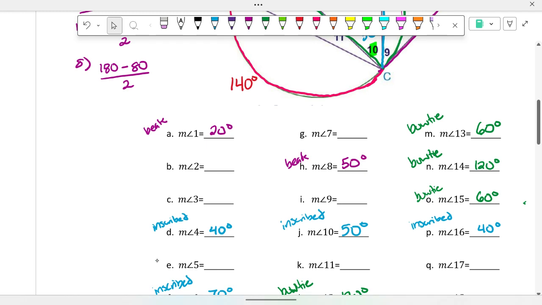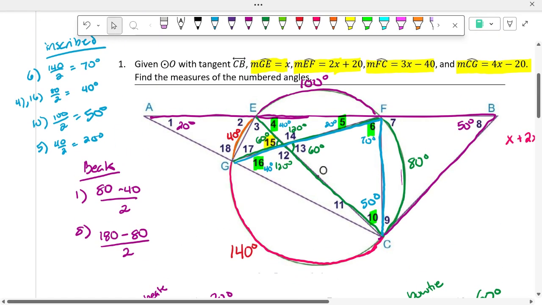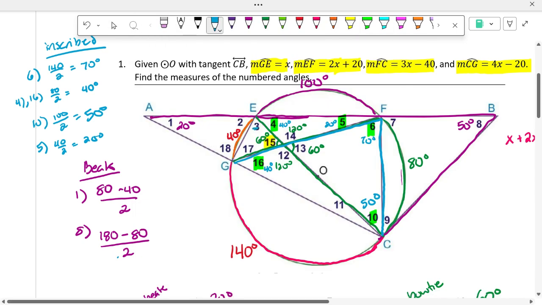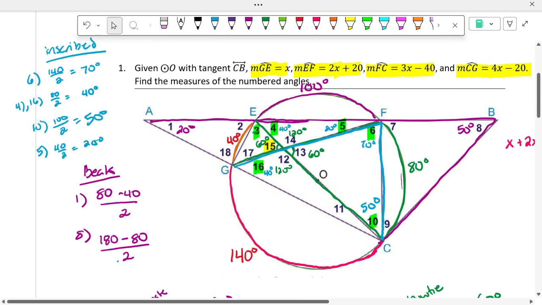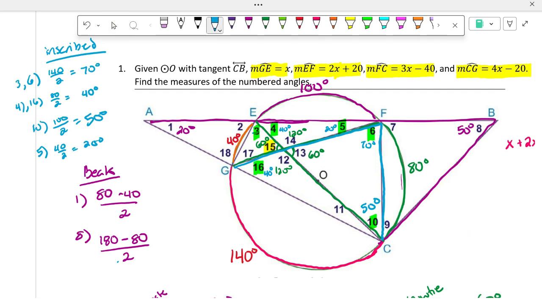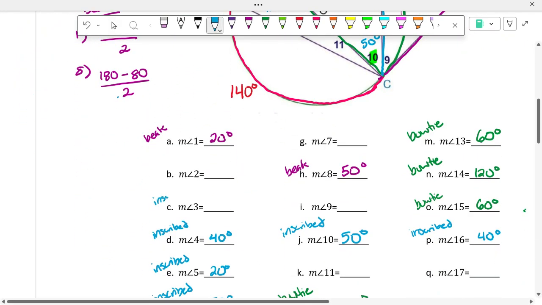So 5 is also inscribed. That's 20. Let's look at 3. It is inscribed. Wait, I have a question. Is 11 or no? It is. It is? Yeah. So 3 first. So 3 is inscribed. So what's the intercepting arc? 140. So it's the same thing as number 6. So it's 70. So guys, the more you do, the more they start repeating. More often than not. So 3, still inscribed. It's 140 divided by 2, which is 70.